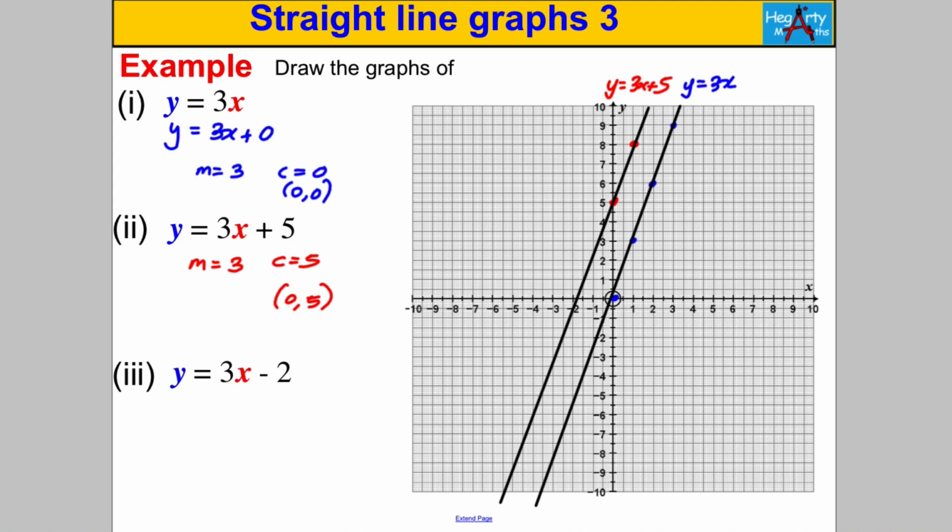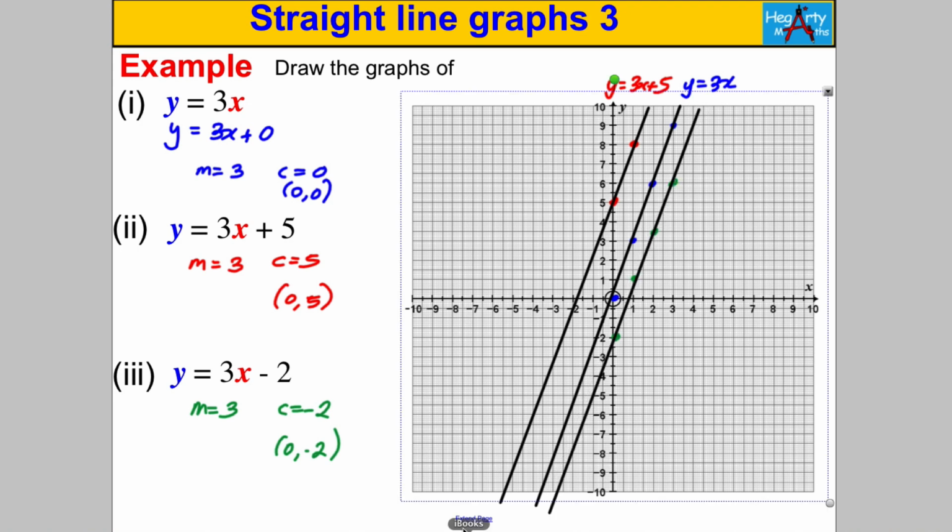And the last one here, we can state that m is 3, so the gradient is 3 again, and c is negative 2. Gradient 3 goes through 0, negative 2. Start at 0, negative 2, which is here. Gradient of 3 means go across 1, up 3, across 1, up 3. And you get the picture. And it should look something like that when we join the dots with a ruler. And that was that line there, y equals 3x subtract 2.